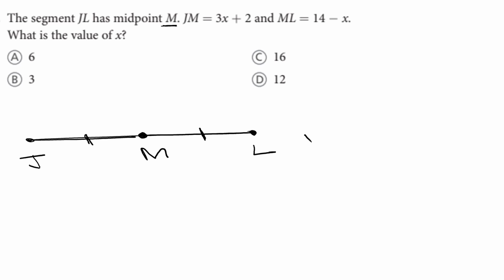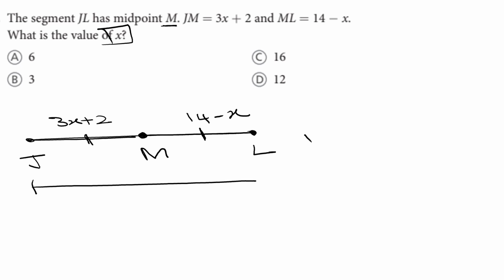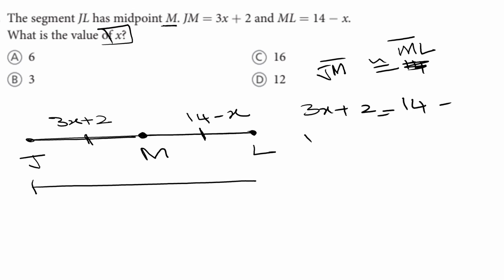So JM, total from here till here, JM is 3x plus 2. ML is 14 minus x. So let's try to find out the value of x. So since it is a midpoint, you can say that JM is congruent to ML. Now JM is 3x plus 2 equals ML, which is 14 minus x.